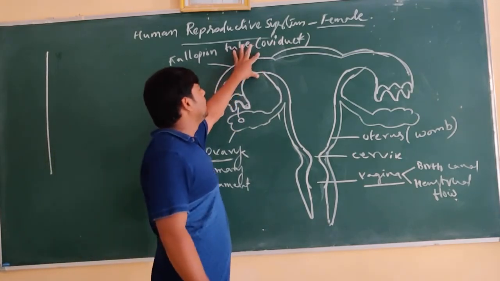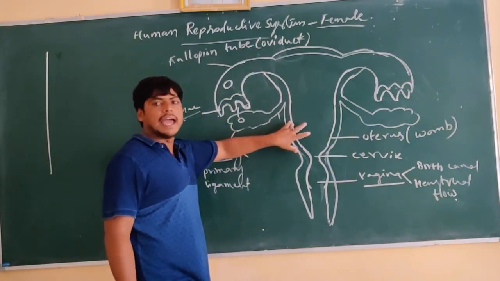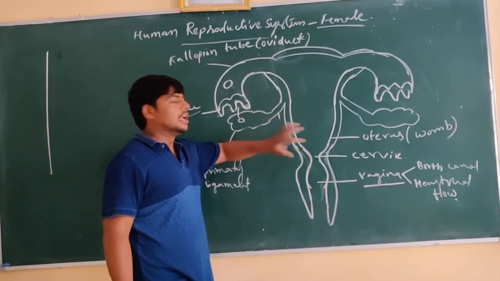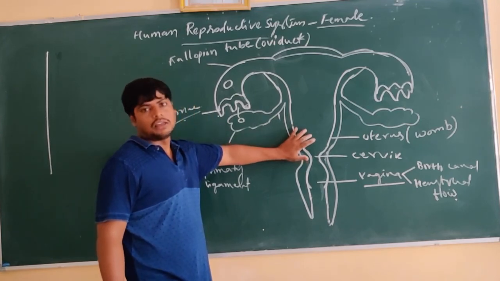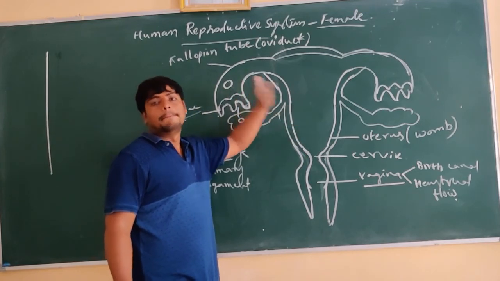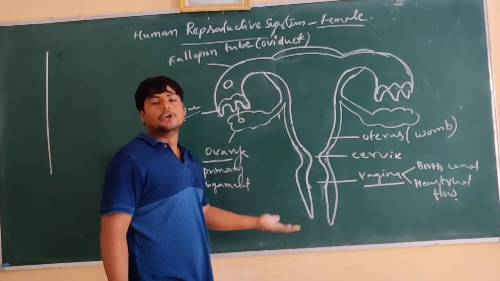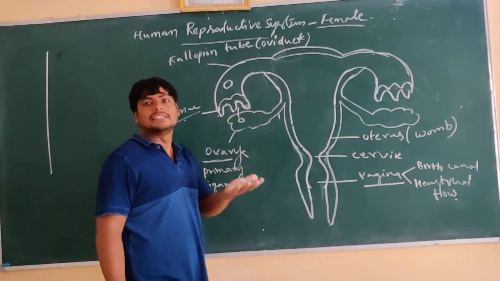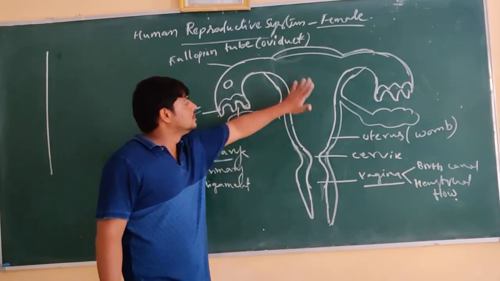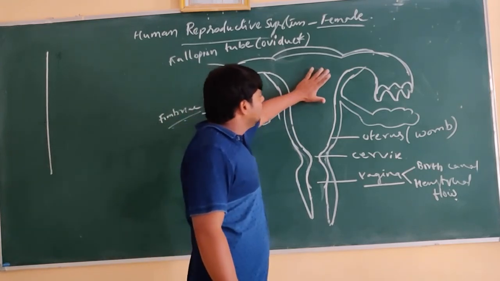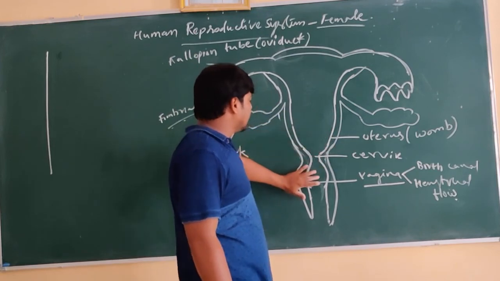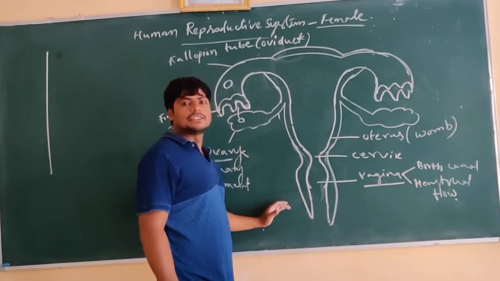And this fallopian tube is connected to a sac-like, bag-like, muscular structure. What is it called? Uterus. And this uterus consists of muscular layers like endometrium, perimetrium, myometrium. It is made up of 3 layers of membrane. This opens into a small opening called the cervix. In turn, the cervix is connected to a birth canal called the vagina.